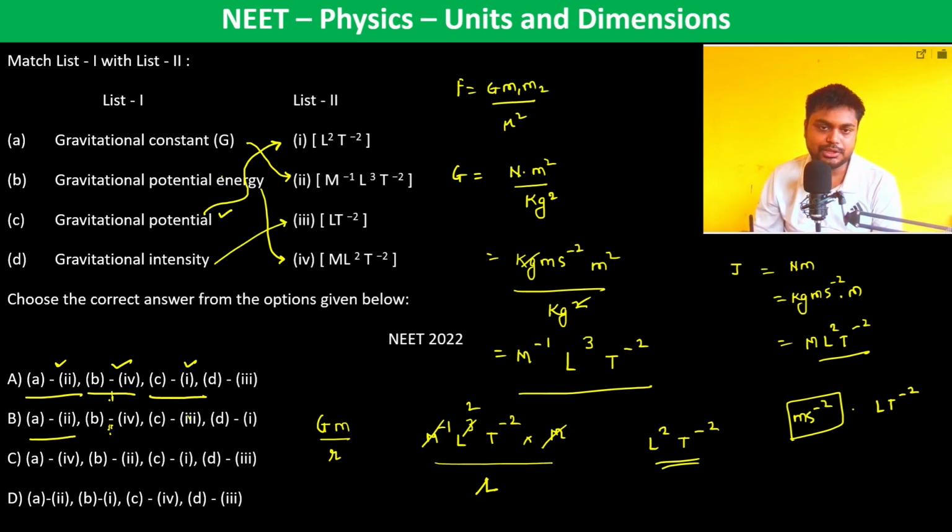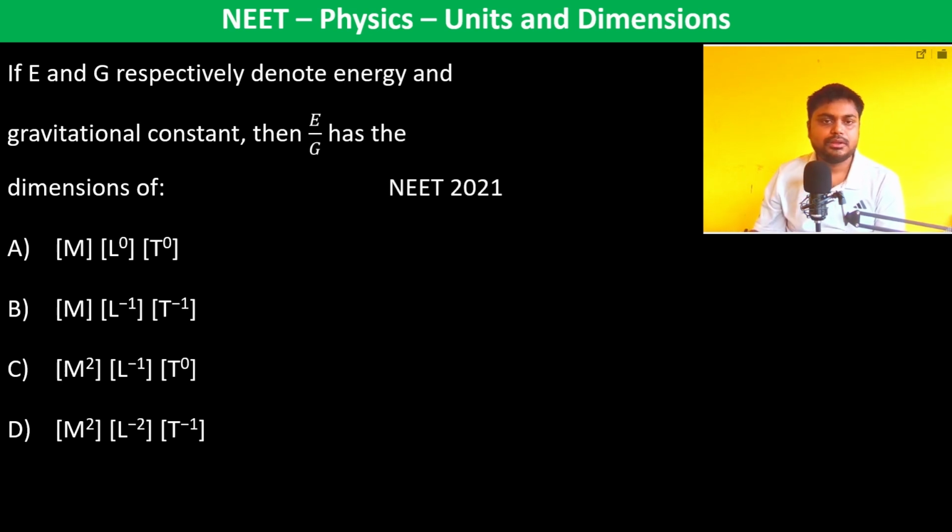So therefore D goes with the third option. Okay, so therefore the A option is correct. If E and G respectively denote the energy and the gravitational constant, then E by G has.